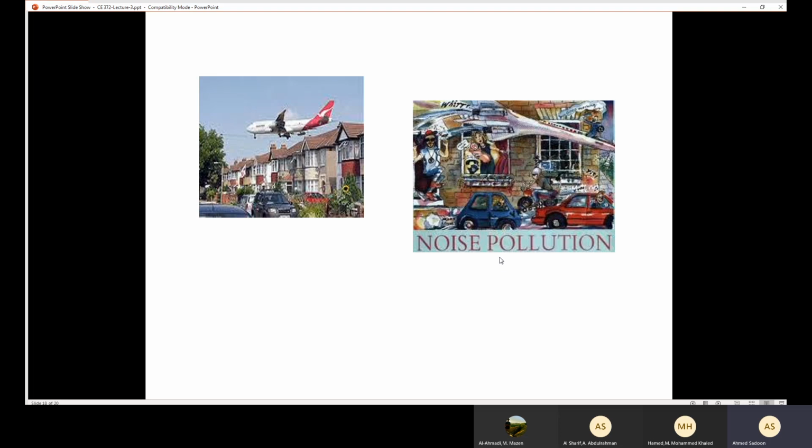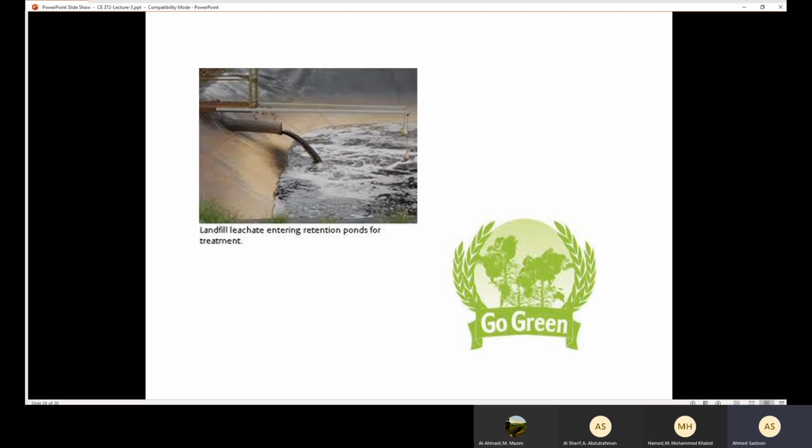So we need to take care of the environmental impact. Here we have a factory that is going to release toxic materials to the river. So we need to go green.